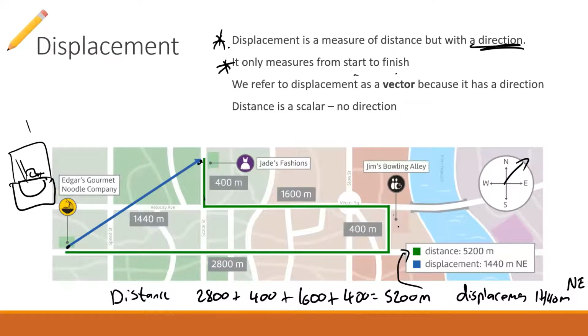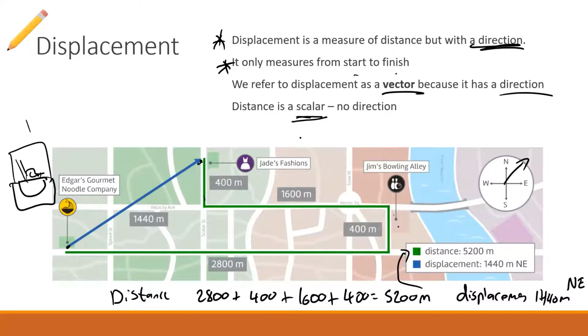Because it has to have a direction, displacement has a special name. We refer to it as a vector because it has a direction. And because distance doesn't have a direction, it's known as a scalar. Scalars have no direction.